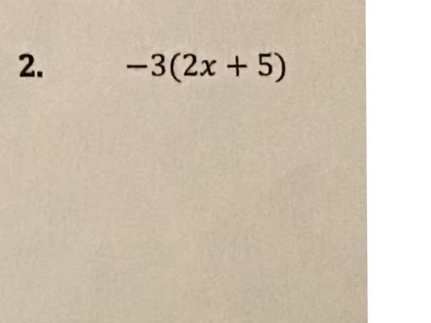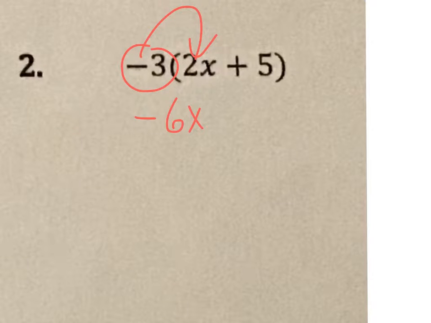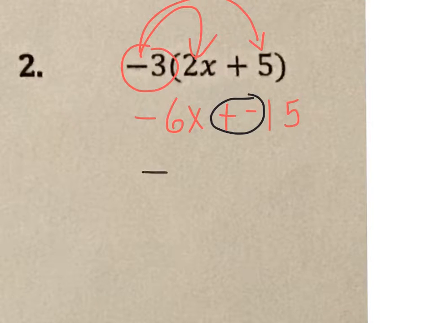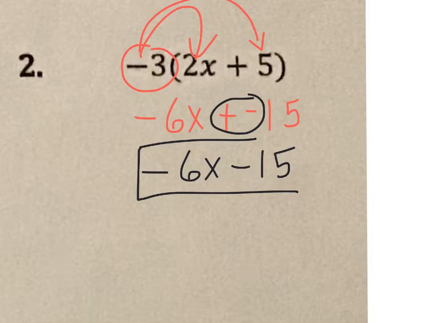All right, number 2. -3 times 2 is -6x. Bring down the plus. -3 times 5 is -15. Now you might notice that there's 2 signs in a row right there. So a more simplified way to write this would be -6x minus 15. That will also work in a simplified standard form. But both of these are right.